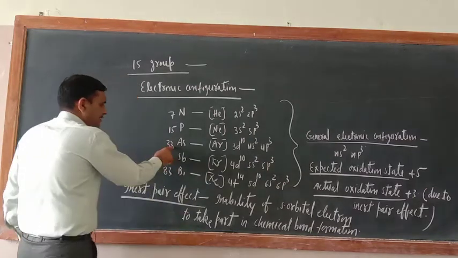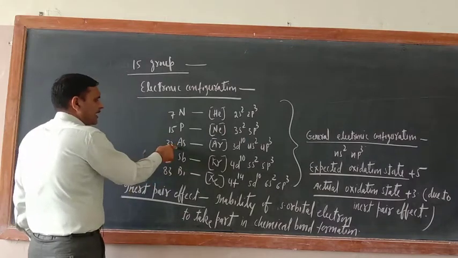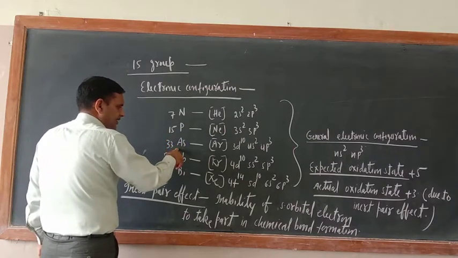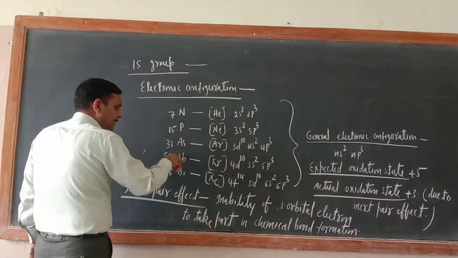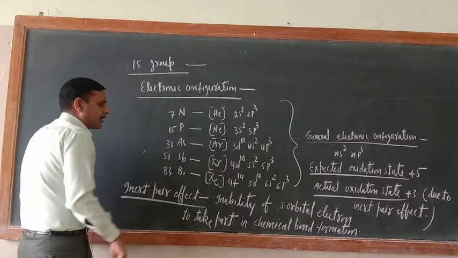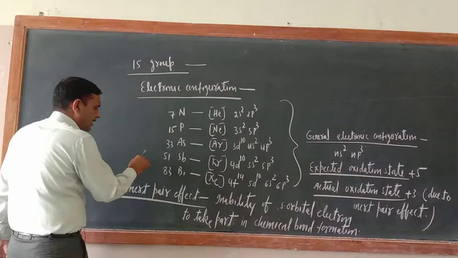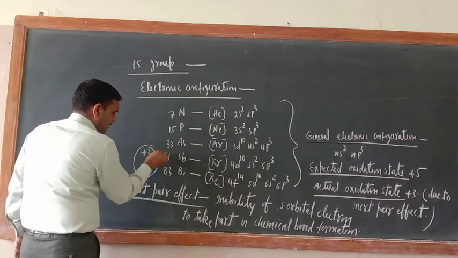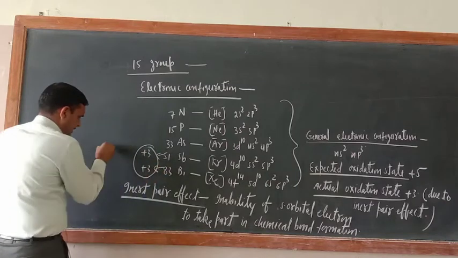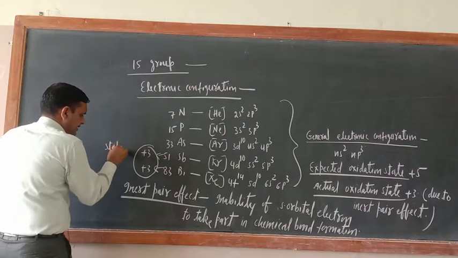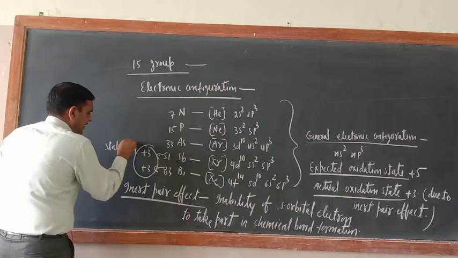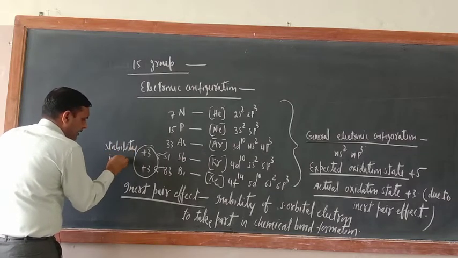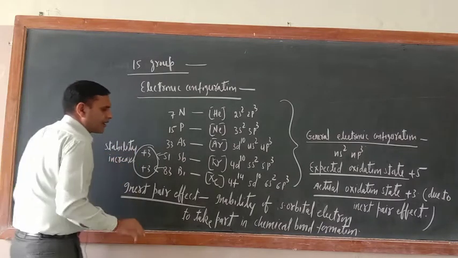What can you say about arsenic? Till arsenic, the +5 oxidation state is there. But after this, the stability of the +3 oxidation state will increase. In this case and this case, the stability of +3 increases. And this is due to the inert pair effect.